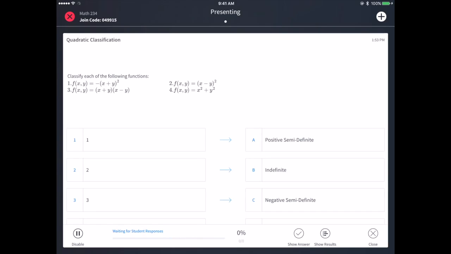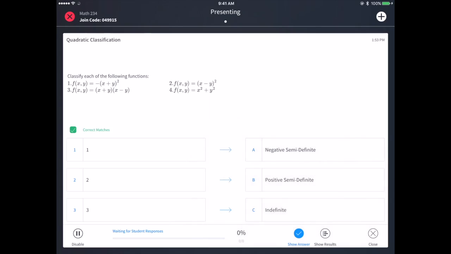Okay, welcome back. Let's go ahead and show you the answers here. The first function is negative semi-definite. It's a semi-definite function because it's a quantity x plus y squared. This is of the form u squared, but the coefficient out in front is negative. So that's why we have negative semi-definite. The second one is x minus y quantity squared. That's of the form u squared, and so that one is positive semi-definite.